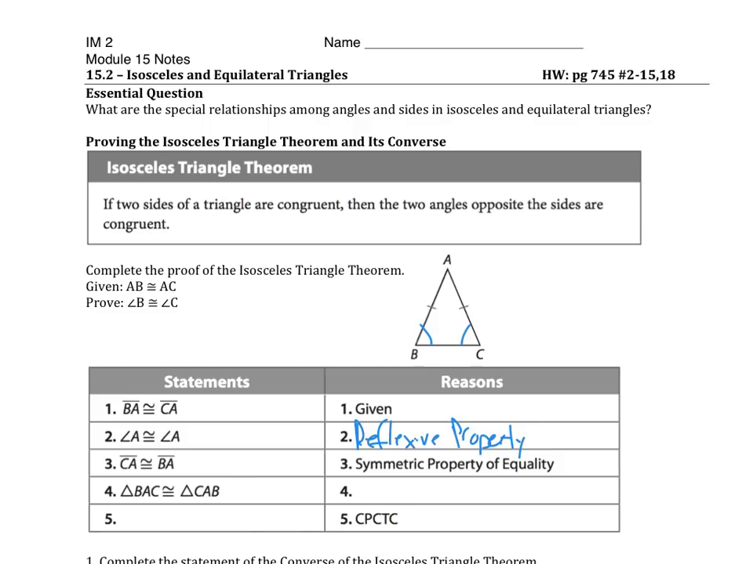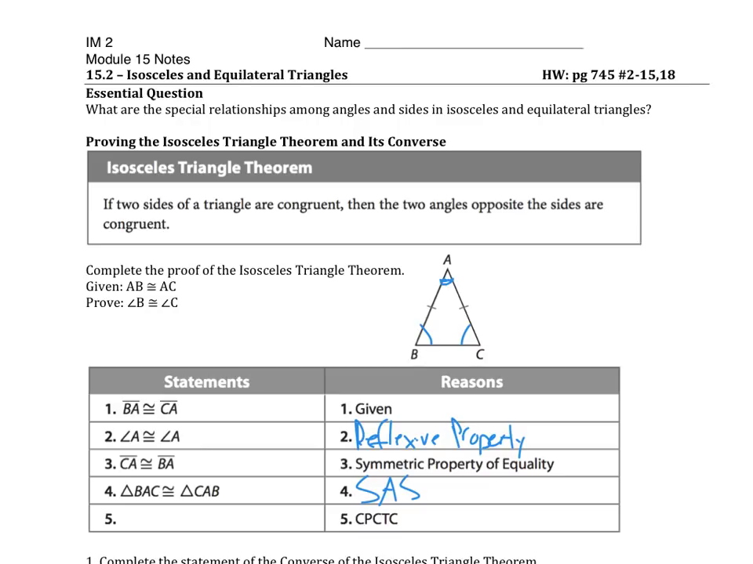So angle A is reflected onto itself, so therefore they're congruent. And then CA is congruent to BA, so that's the symmetric property of equality. Doesn't matter which order you write it in, it's still true. So then we know that triangle BAC is congruent to CAB. If we remember back to our triangle congruencies, we now have side, angle, side. Congruency there.